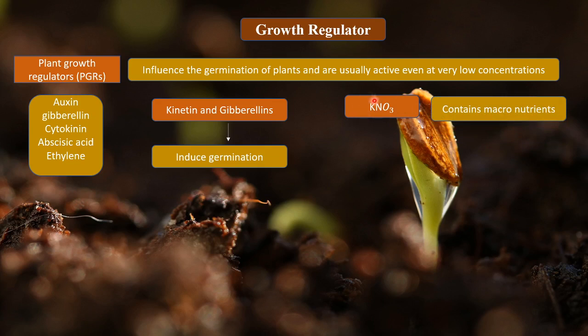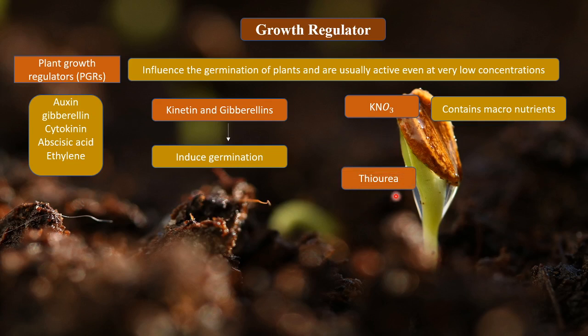How can it cause germination? Because it contains two important nutrients. As the name itself suggests, you can see from the formula, K is potassium and NO3 is nitrate, that is, it is a source of nitrogen. So the two important macronutrients that the plant requires are present in this. This is potassium and nitrogen. So it contains the macronutrients. So when this KNO3 is applied, macronutrients will be available to the seed, and that will lead to seed germination.